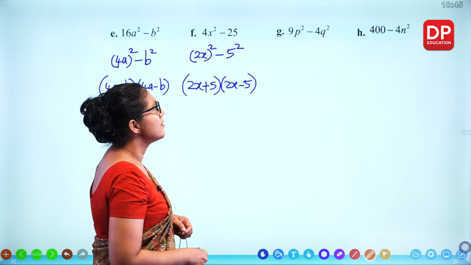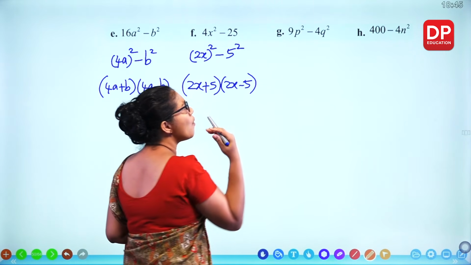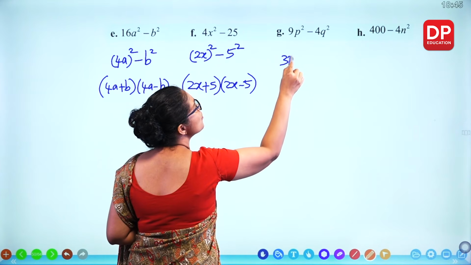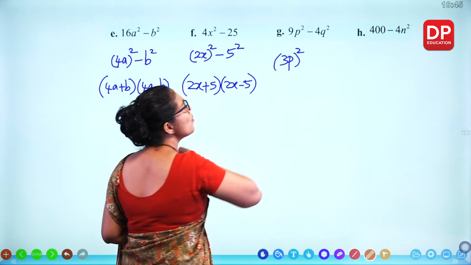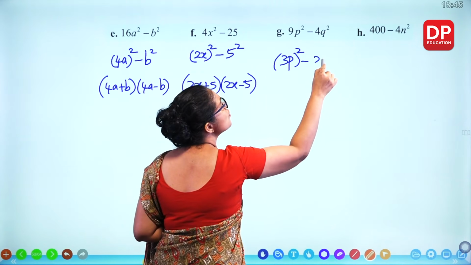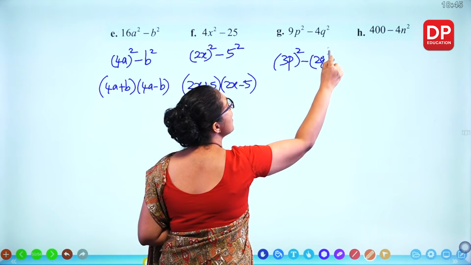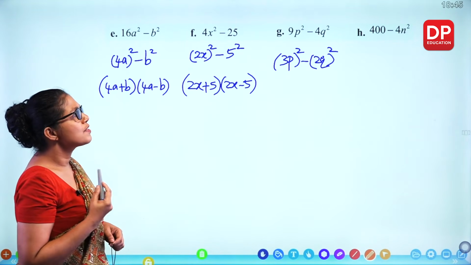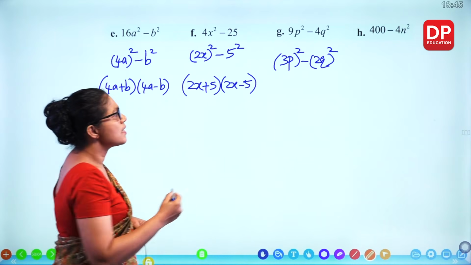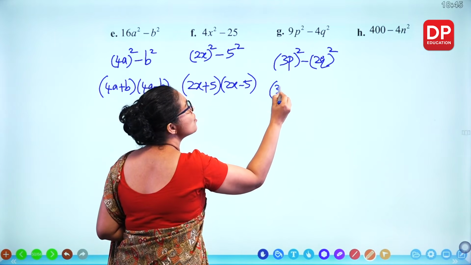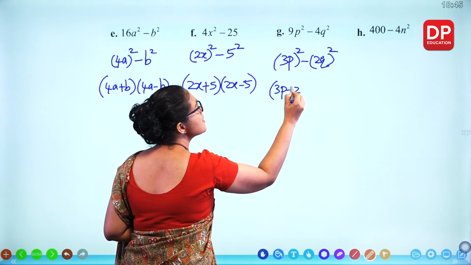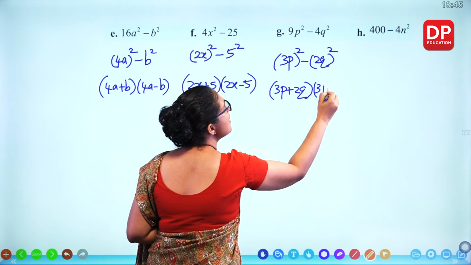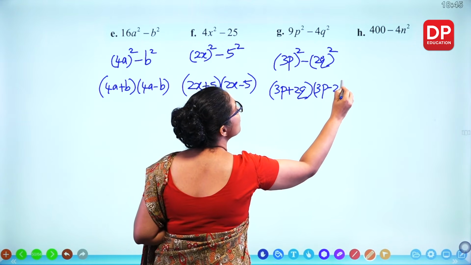In this one, 9 and 4, both are square numbers. Write down as square numbers. So can write 3p whole thing squared and 2q whole thing squared and minus sign in between. So you can use difference between two square terms. So what you can do, you can write 3p plus 2q and then 3p minus 2q.